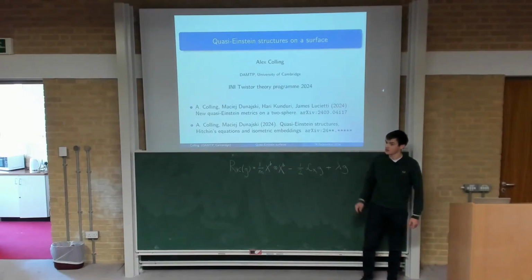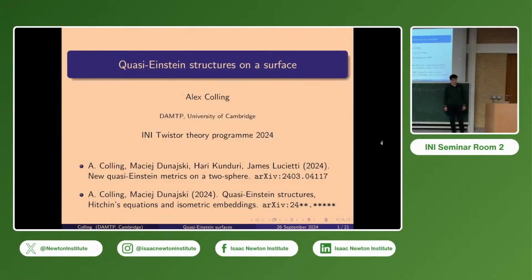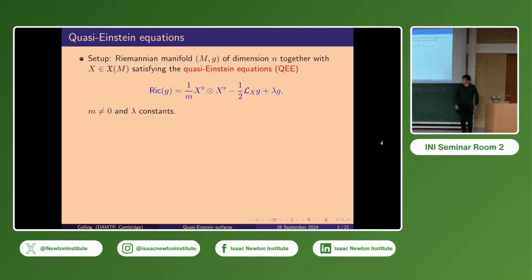So I'll be speaking about the quasi-Einstein equations, mostly in 2 dimensions, but near the end I'll also consider some higher dimensional cases. The first part of my talk is based on joint work with Maciek, Harry Konduri, and James Luchetti. And the second part contains some work in progress with Maciek. In the second part, there are still some open problems, and I will get to those. Let me start at the beginning.